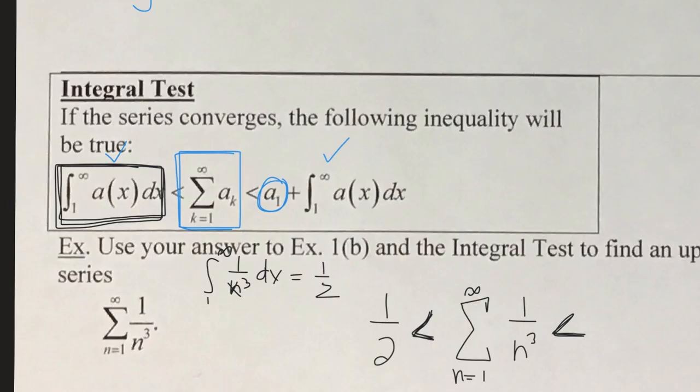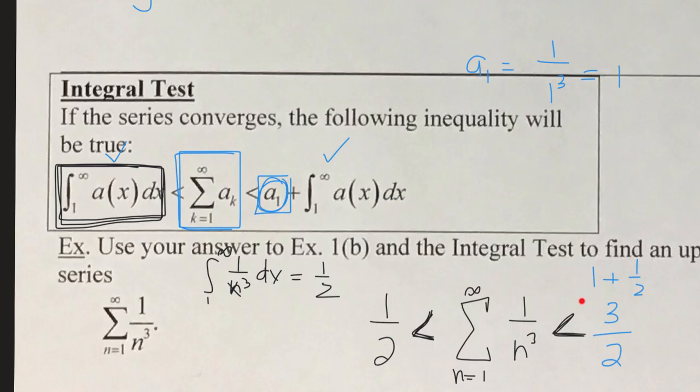And what's the upper bound? Well, in order to figure that out, we have to know what the first term is. So what's the first term of 1 over 1 cubed? That's 1. So what's 1 plus 1/2? 1.5. Okay, so we know that this series will converge to something between 1/2 and 3/2.